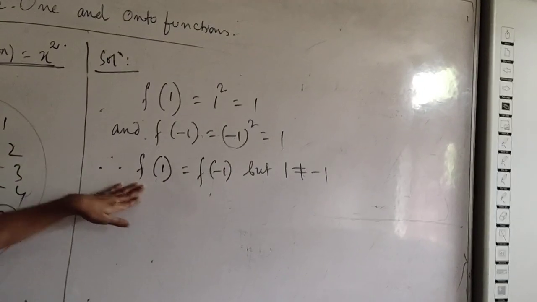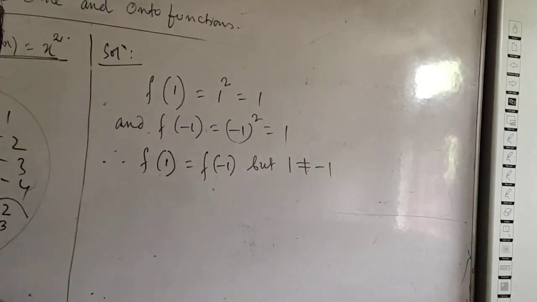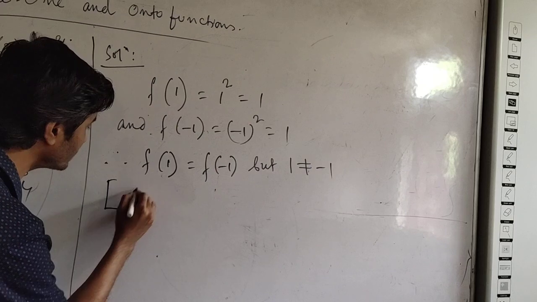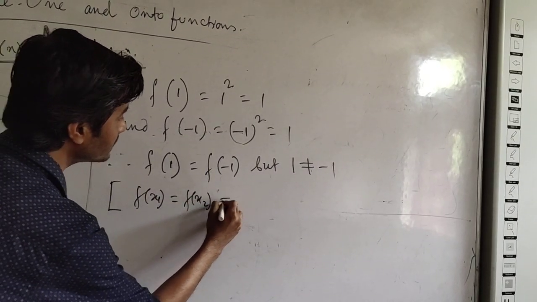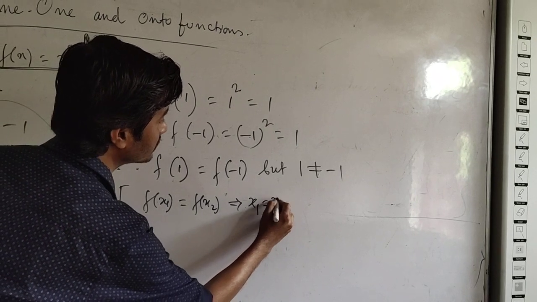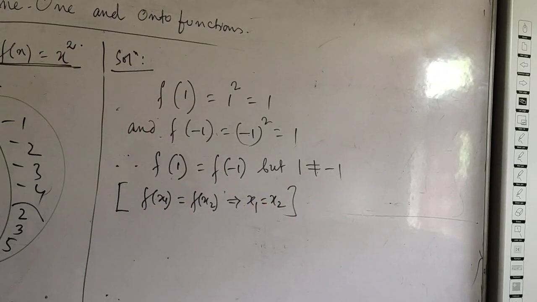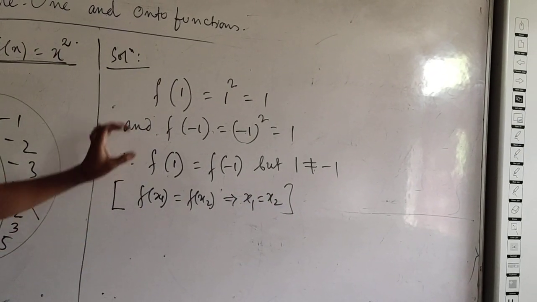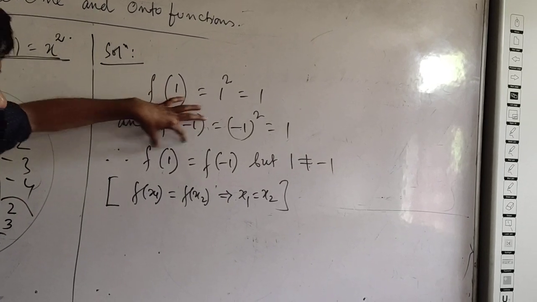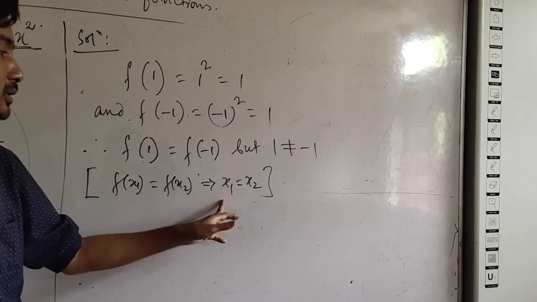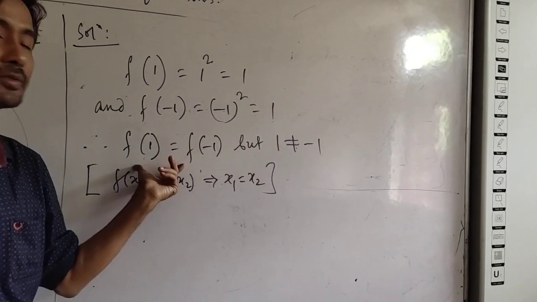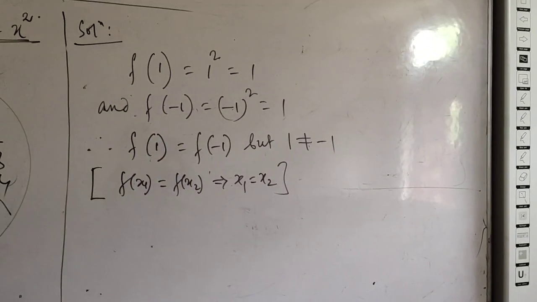See, this definition of one-one function is not satisfied here, because the definition is what? f(x1) equal to f(x2) must imply that x1 equal to x2. This is the definition of a one-one function. Here for this particular function, we have obtained f(1) equal to f(-1). So this is satisfied. However, the second part, x1 equal to x2, is not satisfied for this function. Therefore, this function is not one-one.